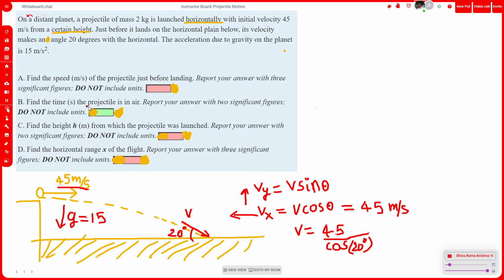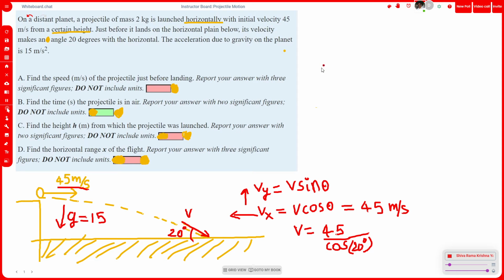Now find the time the projectile is in the air. That means basically half the time of flight if we had thrown the ball in this direction and it completes a full parabola. Report your answer with two significant figures. Okay, we are not going to care about the significant figures now. We only care about the concept and the derivations of the formula.